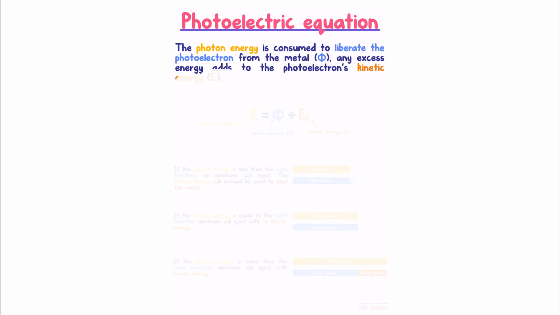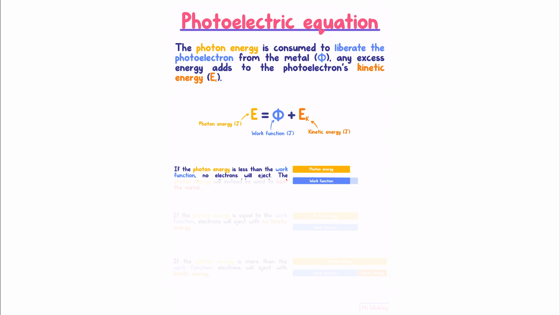Photoelectric equation. The photon energy is consumed to liberate the photoelectron from the metal, which is our work function phi, and any excess energy adds to the photoelectron's kinetic energy, Ek. Put mathematically, our photon energy goes into liberating our photoelectron, and anything left over is our kinetic energy. If the photon energy is less than the work function, then no electrons will eject. The photon energy will instead be used to heat the metal.